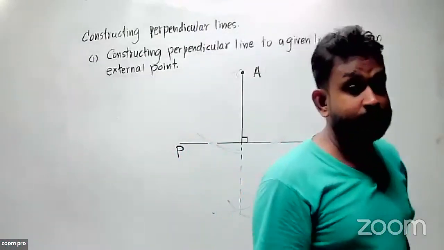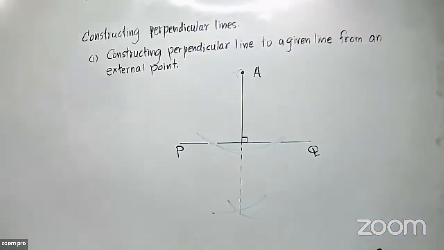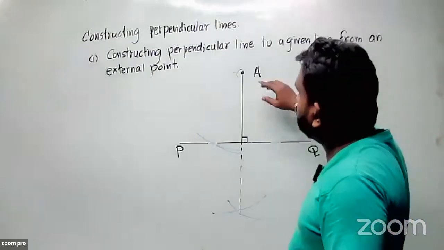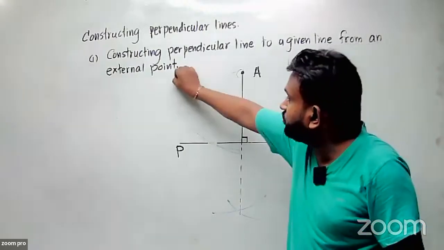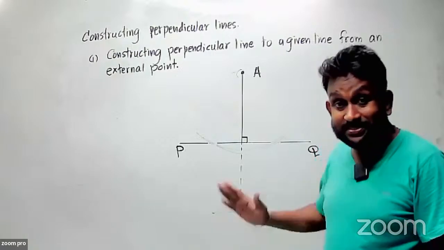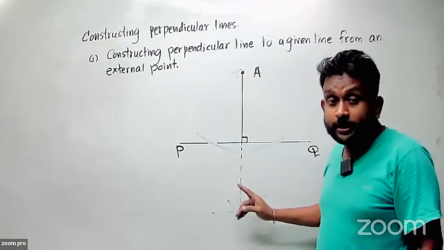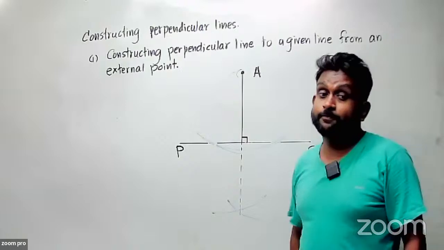Okay. And again, Sir, constructing. So in this, aren't we drawing the arcs like a perpendicular bisector? No, no, no. That is not the perpendicular bisector, because perpendicular bisector means we cannot draw from any external point in these positions. That is just a perpendicular only, having 90 degrees only.